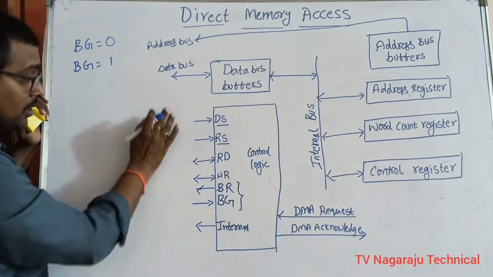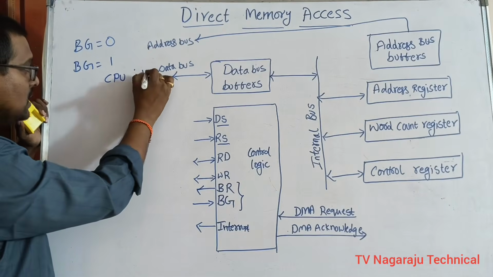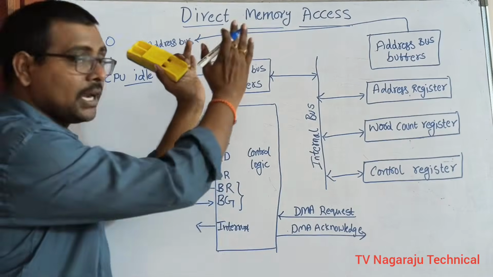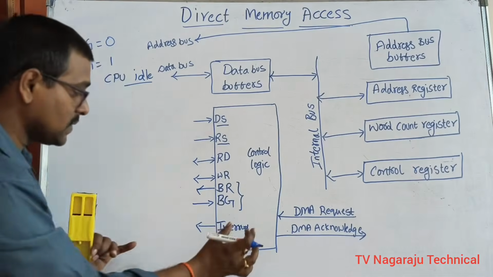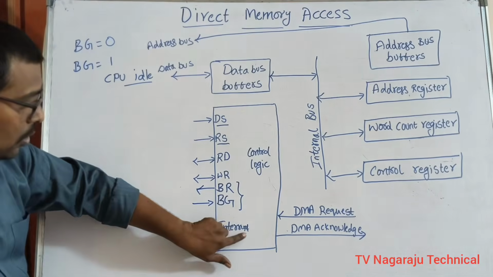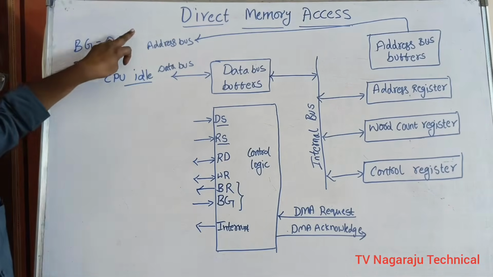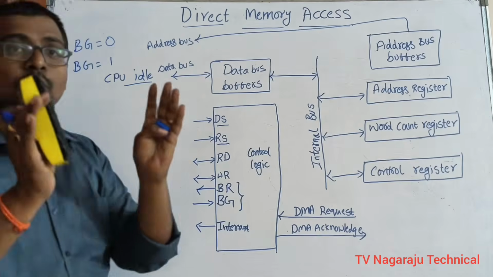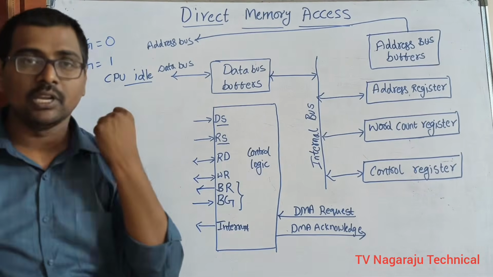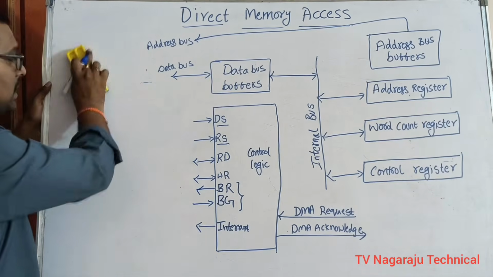Now, what I said: once this BG value is equal to 1, the CPU enters the idle state. It comes out of the idle state after completion of the entire data transfer, whenever an interrupt occurs. That is, the DMA controller generates an interrupt saying my transfer is completed. This interrupt is received by the CPU, which stops and simply reclaims all the buses it had given from the DMA controller. Okay, this is the basic diagram.